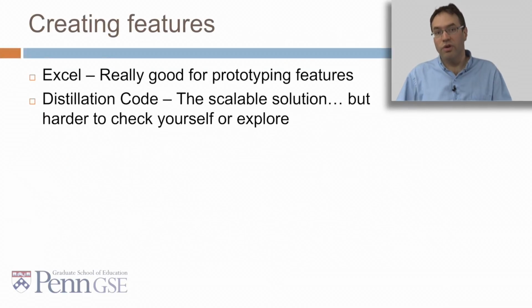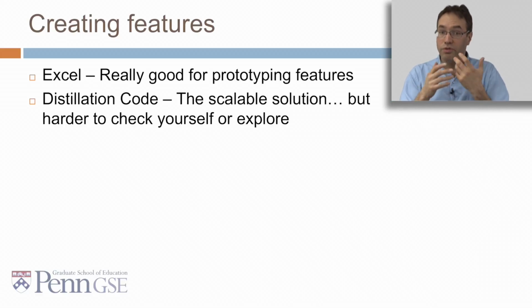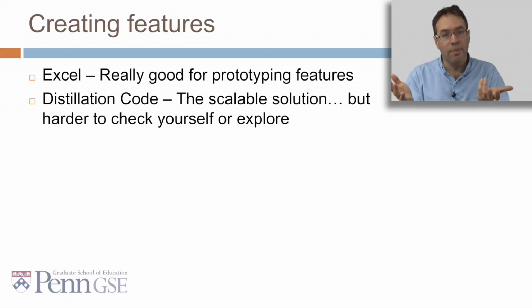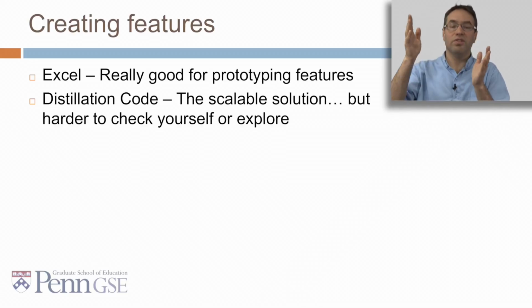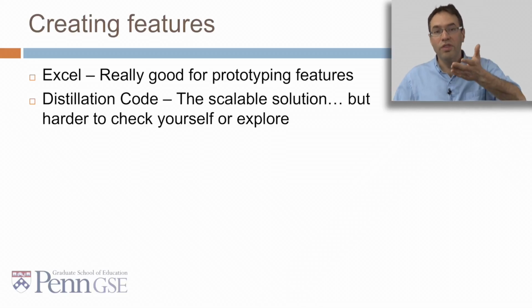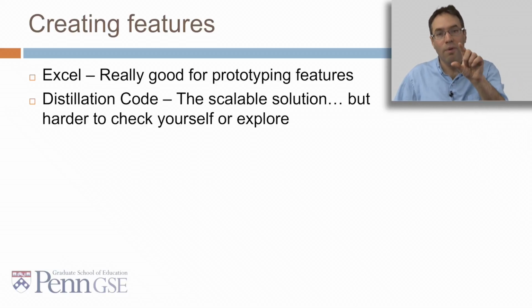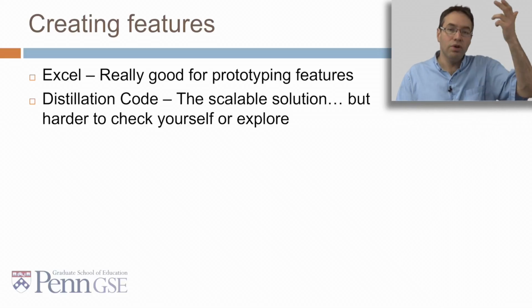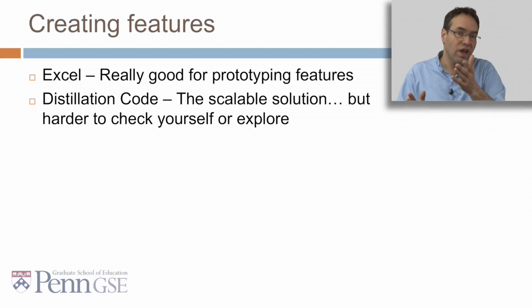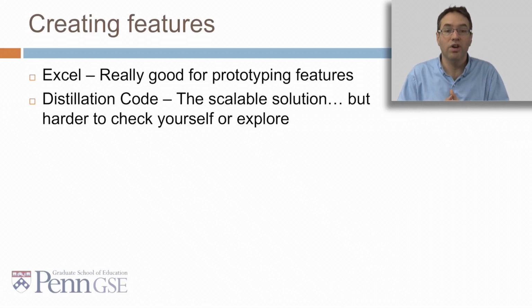There are a lot of approaches to creating features, however there's two primary ones. The first is tools like Excel, which are visual and as such are really good for prototyping features. You might not want to do it for a dataset with 15 million data points, but there's nothing that can be beat for actually just taking a small part of your data and trying to understand that to create features. The other end of the extreme is distillation code, the scalable solution, obviously, but it's harder to check yourself or to explore with it. My lab often starts with Excel to prototype and to understand what we're doing, and then builds distillation code to replicate what we built in Excel at scale.